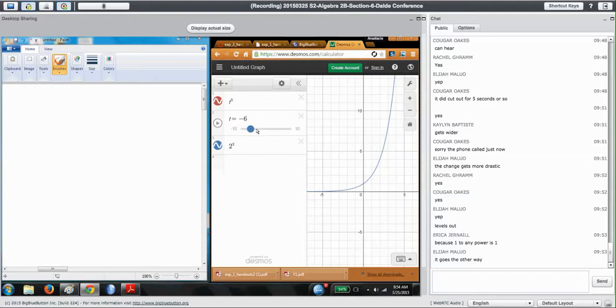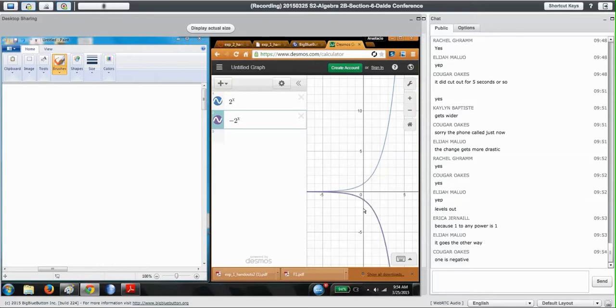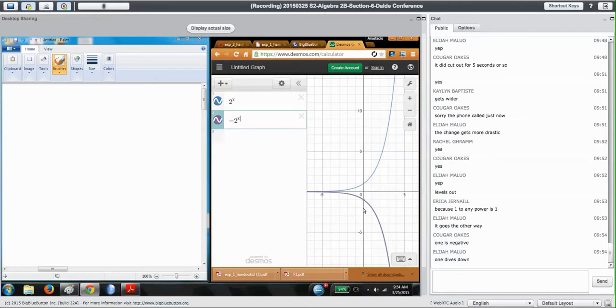What happens to the graph? Oh, it disappears. Really? Why does it disappear? What is -2 to the x power? Oh, I don't know why it disappeared. But basically, what happens to it? What's the difference between the blue graph and the purple graph? It flips it over. Yeah, exactly. It just flips it over.